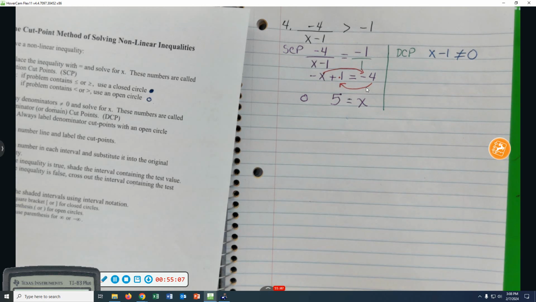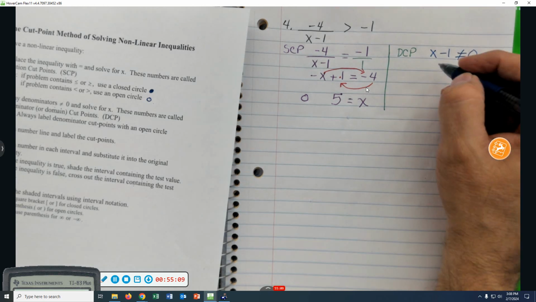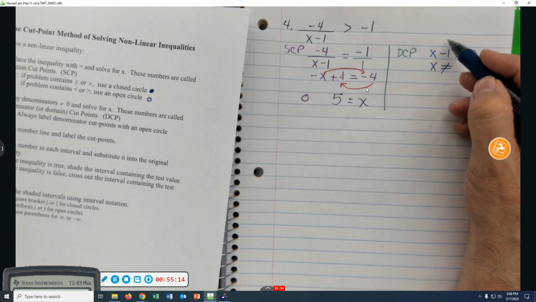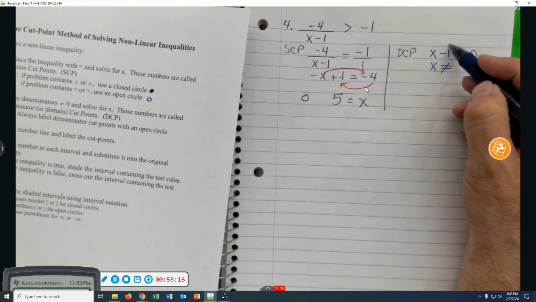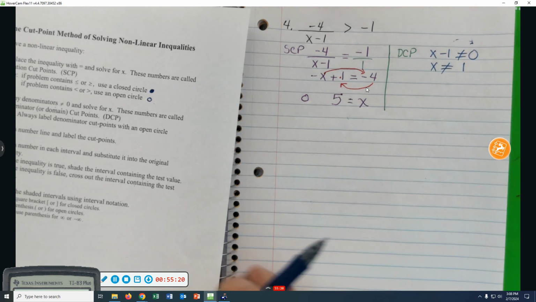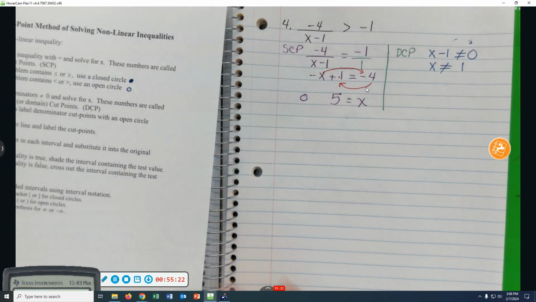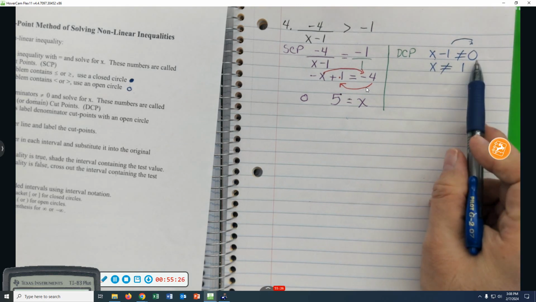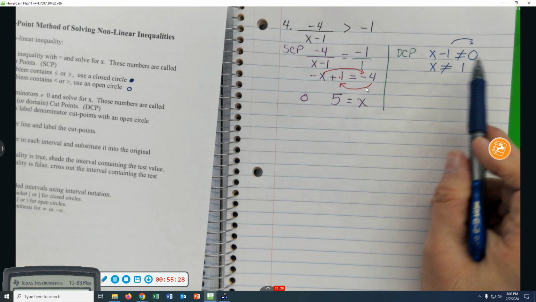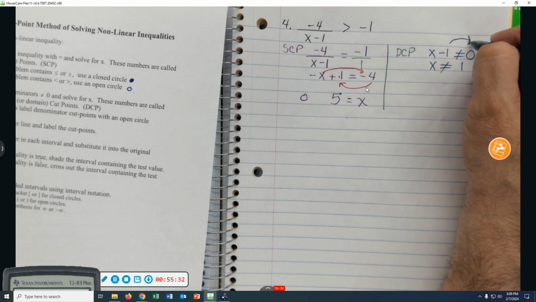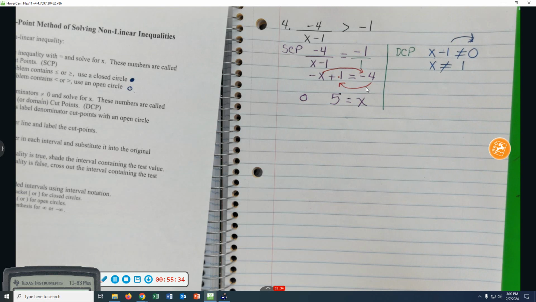So isolate the x. x can't be 1. Let's see what I did there. How I solved that: the denominator can't be 0. So to isolate the x, I'm adding 1 to both sides. So x can't be 1.